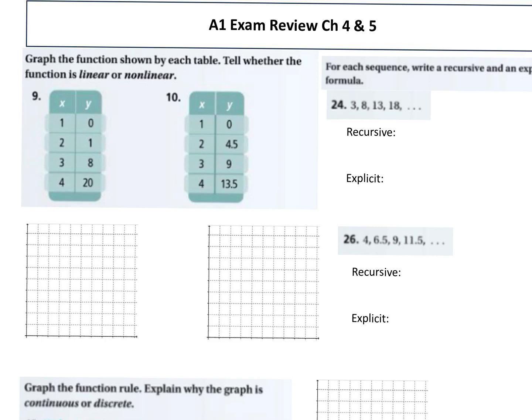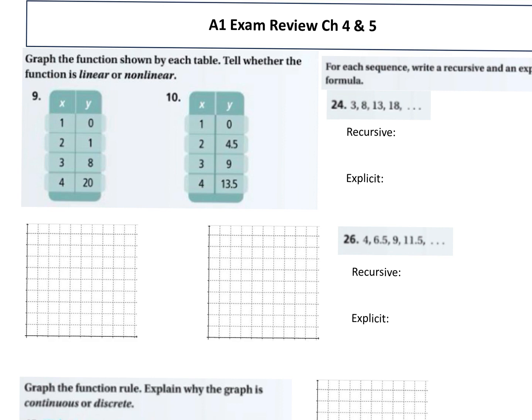All right, guys, here are all the problems from chapter 4 and chapter 5. These should be pretty familiar because they're the most recent things we've done. This first one says graph the function shown by each table. Tell whether the function is linear or non-linear.